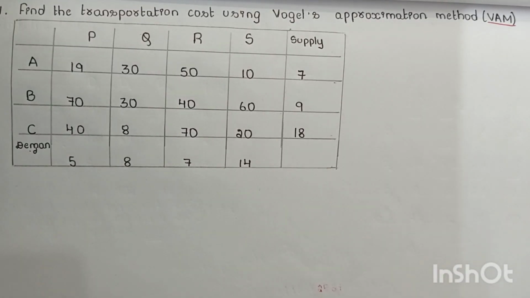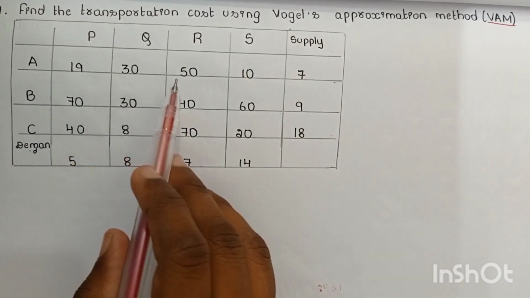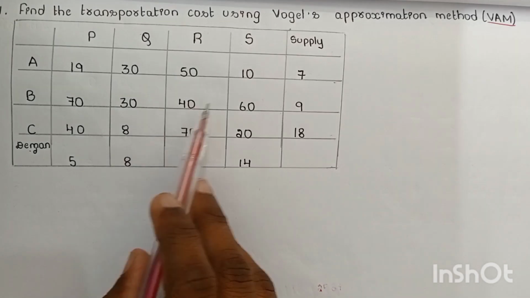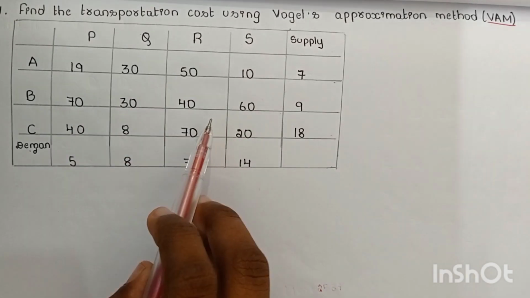Let's read the question first. Find the transportation cost using VOGEL'S approximation method. So in this question, we are going to identify the transportation cost by using the VOGEL'S approximation method. So this is the question. This is the cost: 90, 30, 50, 10, 70, 30, 40, 60, 48, 70, 20. So these are the costs.